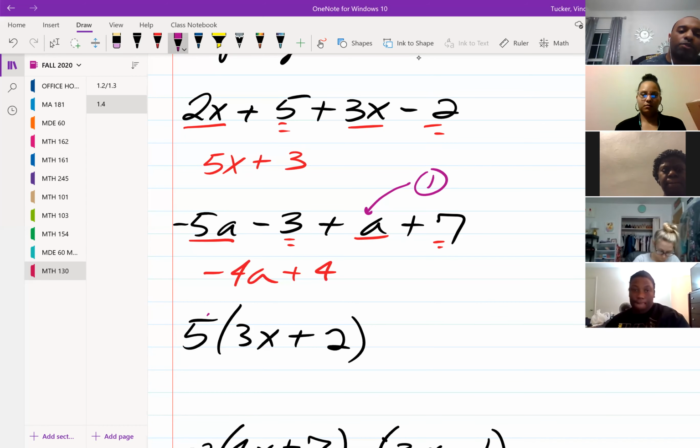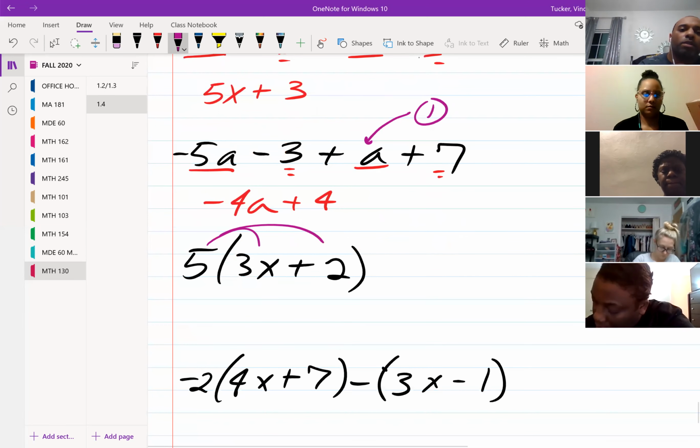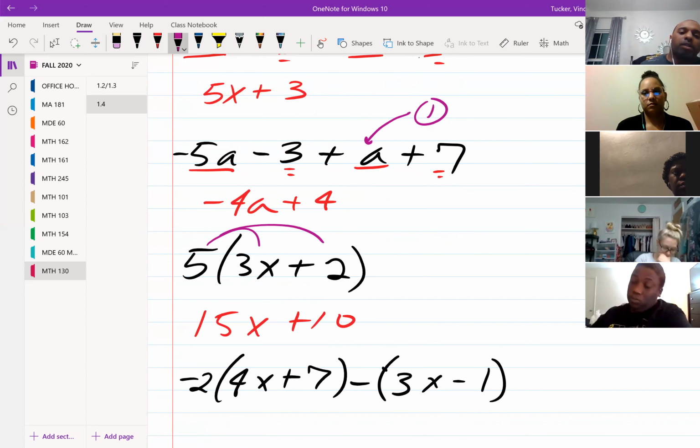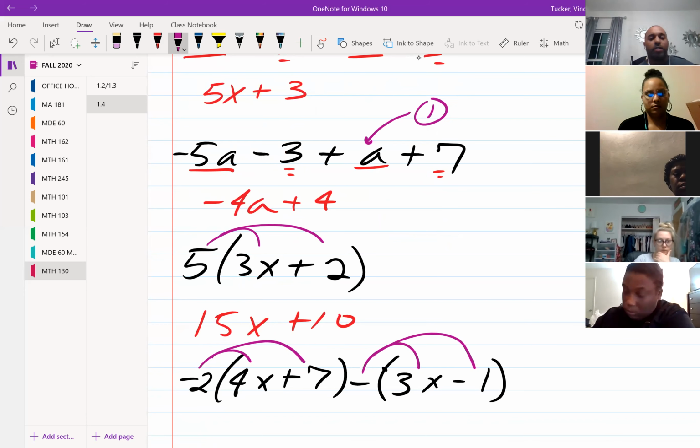All right, next one, distribute the 5. Just re-emphasizing distribution. That'll be 15x plus 10. Then in the next one, we have negative 2 that we're going to distribute. Then also don't forget what I mentioned about a negative being in front of the parentheses. That has to hit each term in the parentheses as well. And be careful with that.